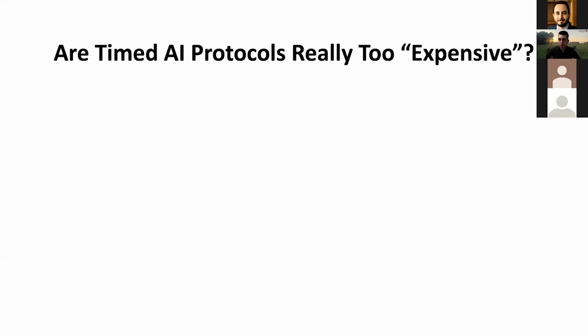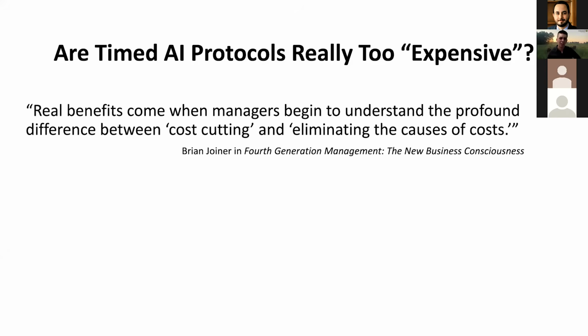So are timed AI protocols really too expensive? I want to challenge that idea a little bit. This is something that we hear a lot, right? Certainly, some of the products that we use are products that are hard to write a check for, right? I realize why it would be not too palatable to spend however much it costs on semen or a CIDR or something like that. But here's another business example. Here's a quote from Brian Joiner in Fourth Generation Management, the new business consciousness. And he says that real benefits come when managers begin to understand that there's a profound difference between cost cutting and eliminating the causes of cost.